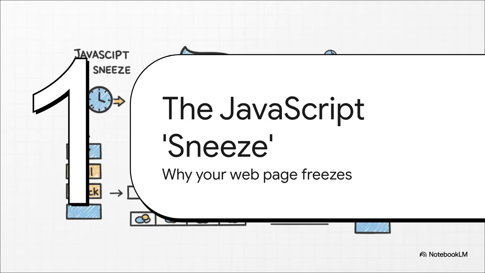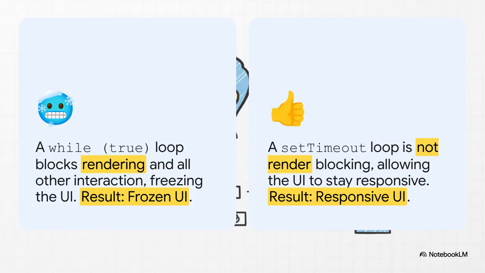Section 1, the JavaScript sneeze. Before we can fix this thing, we need to understand what's actually causing it. Let's look at 2 bits of code that look pretty similar, but behave in wildly different ways. Okay, take a look at this. On the left, we've got a super simple while true loop. If you run this in your browser's console, I guarantee it will freeze that tab instantly. It's a total classic sneeze.